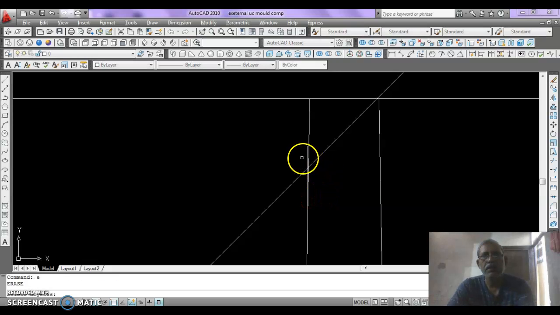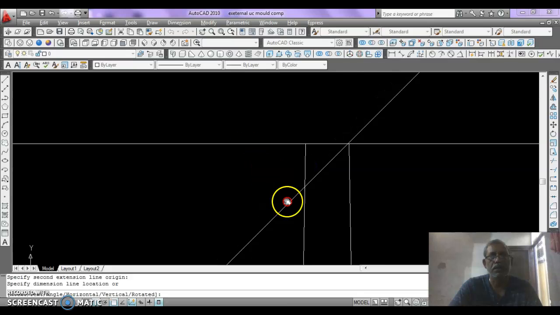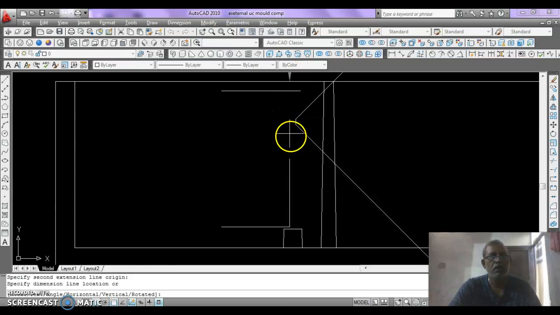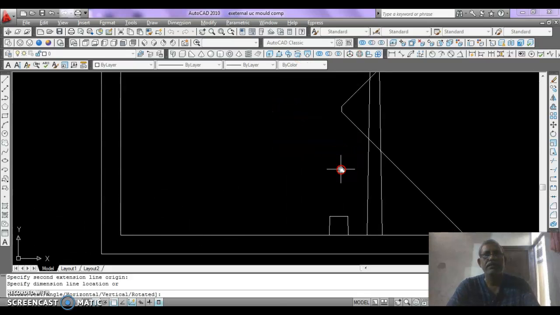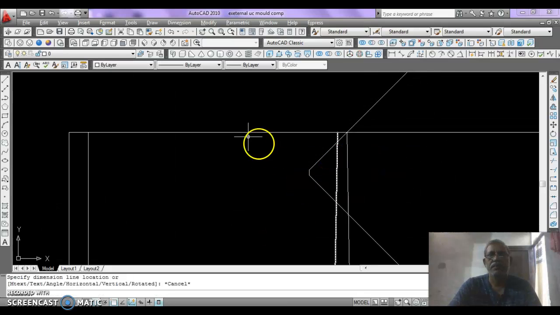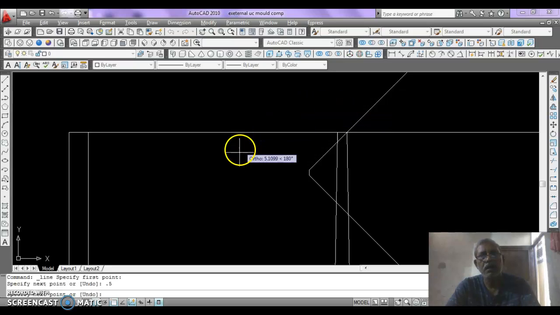and then erase it, and check the distance here to the intersection. It is wrong, it is 4.99. So again we have to draw one line by 0.5, Control Z.